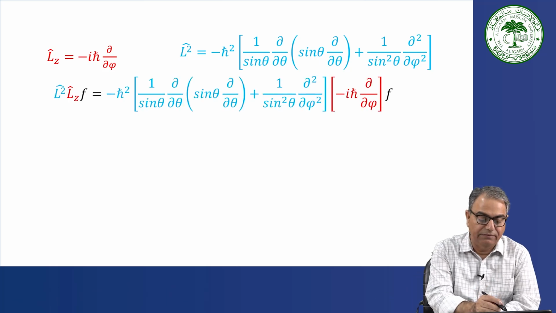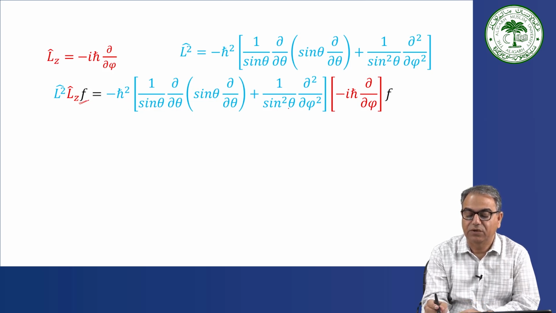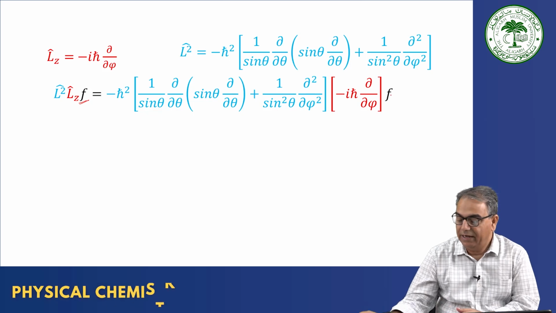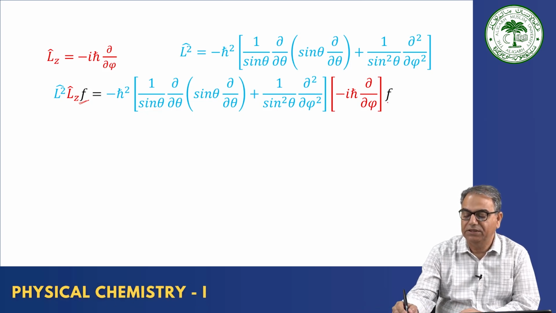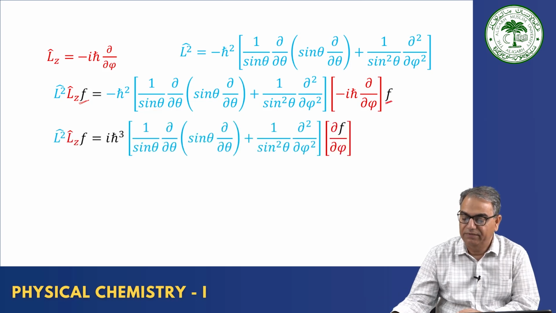Now you see, what is this? L square Lz multiplied on a function f. So write the L square equation: minus h cross square, 1 by sin theta del by del theta sin theta del by del theta plus 1 by sin square theta del square by del phi square, and then write the operator Lz, which is minus i h cross del by del phi, into f. Okay, and what does it mean? It means that the function is f, just a symbol f I have taken. So we can write it like this.